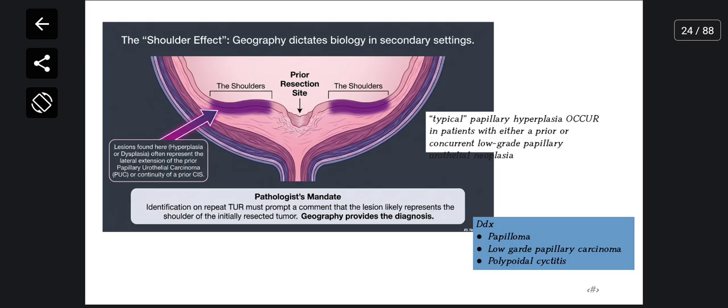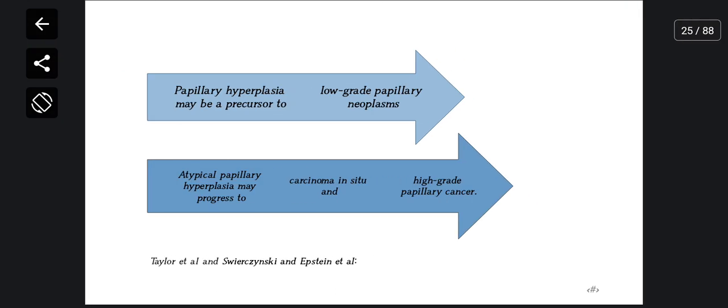So what was the initial lesion, or was there a lesion? You should know the history beforehand. I think it would help us. So papillary hyperplasia may be a precursor to low-grade papillary neoplasm, and if the hyperplasia is atypical, it may progress to carcinoma in situ and high-grade papillary cancers as well.